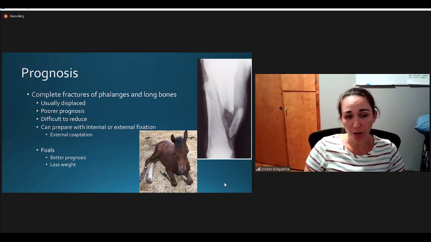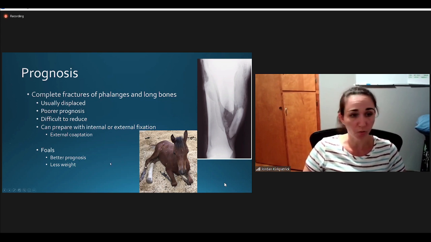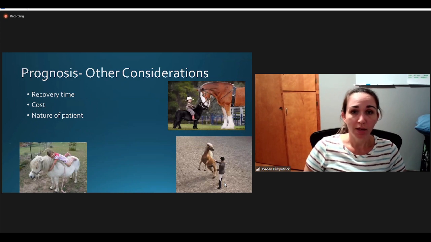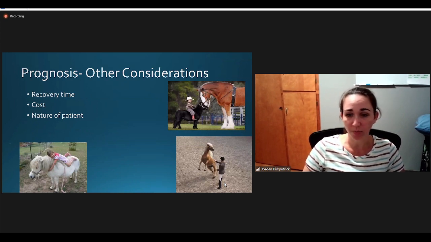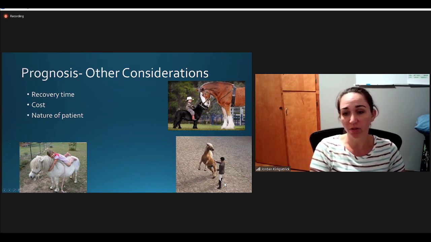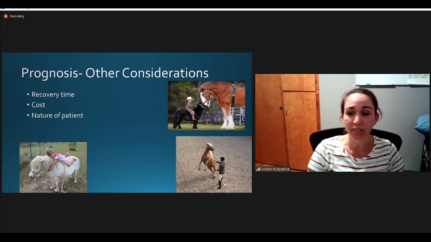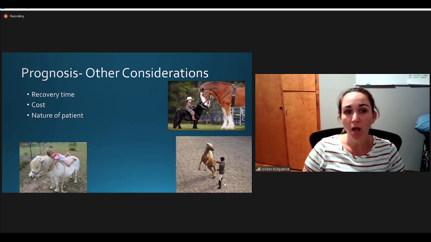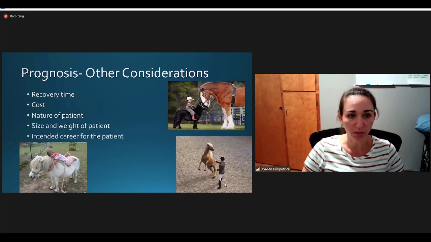Foals in general have a better prognosis because they're lighter weight. They also lay down more, so they're not standing on their fractured limb as much as an adult would. And again, other considerations: recovery time, cost, the nature of the patient. If a patient is rearing and having a hard time, very interactive and very active, and doesn't handle stall rest well, they're not going to have as good of a prognosis because they could break the implants or have other issues that reduce the overall prognosis.